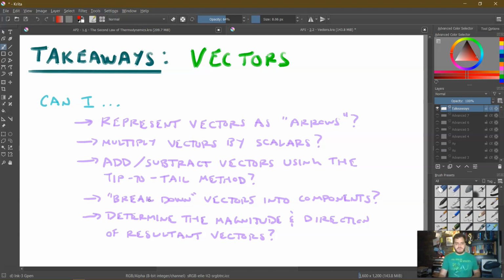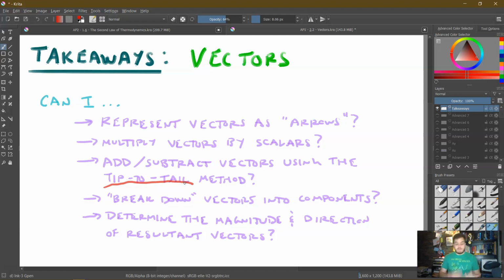This is really crucial. We have to always remember tip-to-tail, and keeping in mind that when we make the resultant, that is not tip-to-tail. You're starting from the tail of the very beginning, and you're going to the tip of the end. It should be pointing in the same direction as your vector combination is. Can we break down vectors into components, specifically in this class looking for horizontal or x components and vertical or y components? And can we determine the magnitude and direction of resultant vectors?